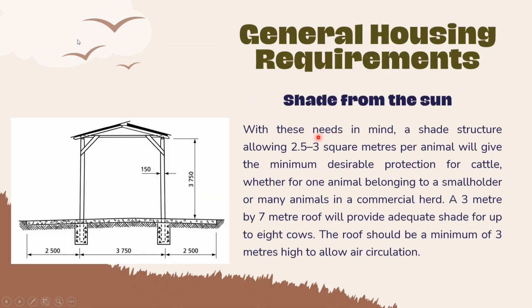General housing requirements. Shade from the sun. With these needs in mind, a shade structure allowing 2.5 to 3 square meters per animal will give the minimum desirable protection for cattle, whether for one animal belonging to a smallholder or many animals in a commercial herd. A 3-meter by 7-meter roof will provide adequate shade for up to 8 cows. The roof should be a minimum of 3 meters high to allow air circulation.